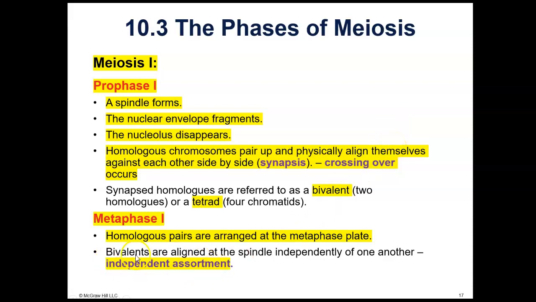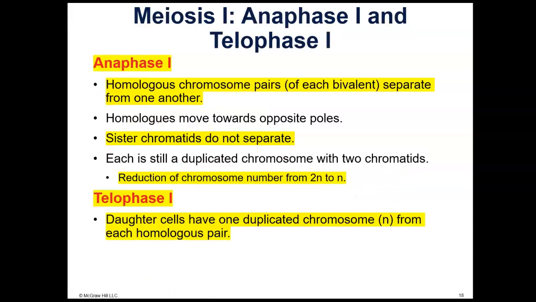And this is also the time when independent assortment occurs. The way that they line up, the order they line up in, is independent assortment. And both of these events, independent assortment and crossing over, that happen during meiosis 1, are ways to increase genetic variation.